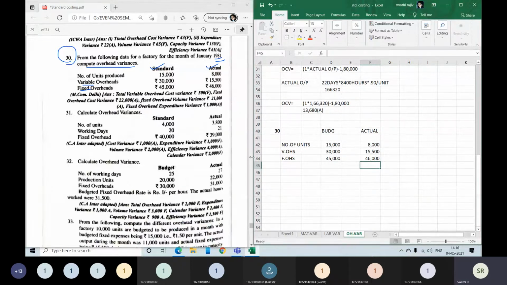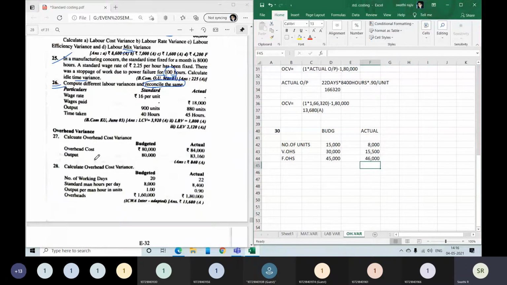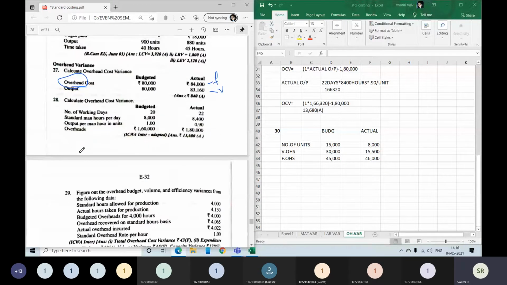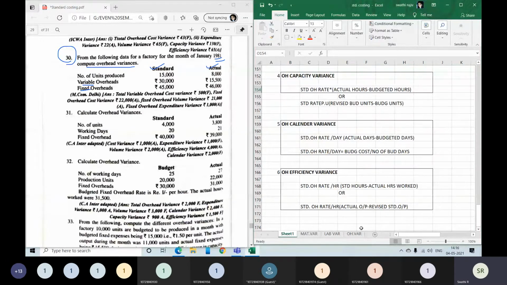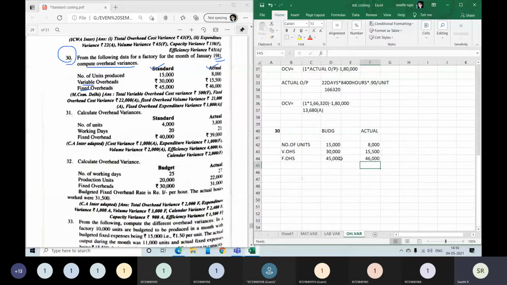So we have got two variables here. In all the other questions, like the two questions we solved yesterday, there was nothing called fixed or variable. It was just overheads, and they didn't specify which one it is. As I just told you, all the formulas that we have written down can be used for fixed as well as variable. We'll see how that works.